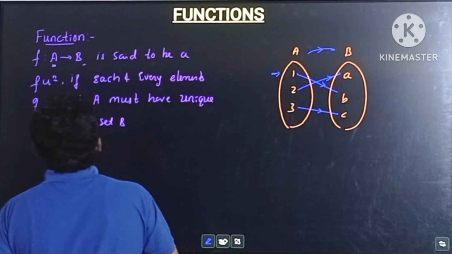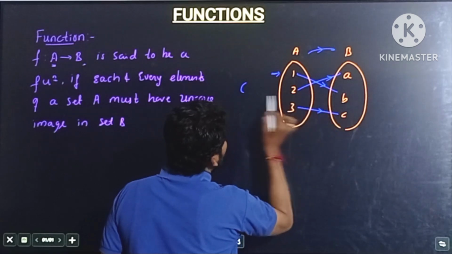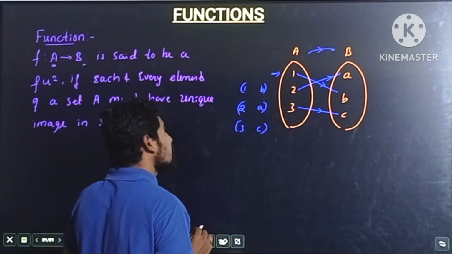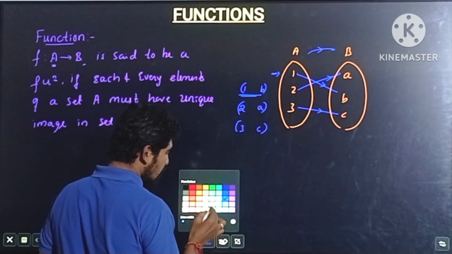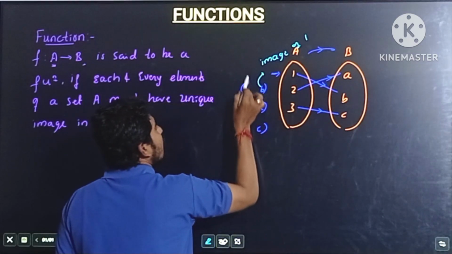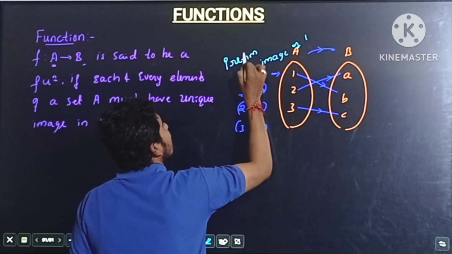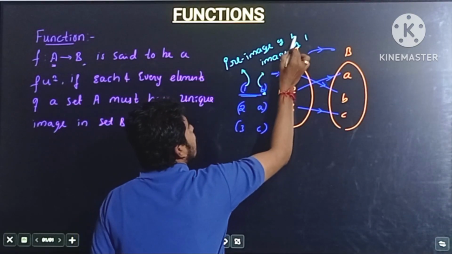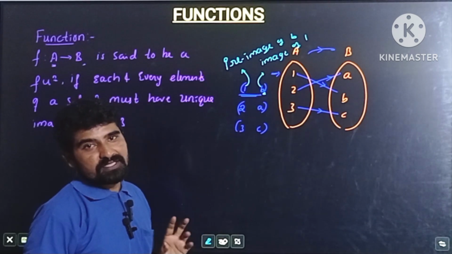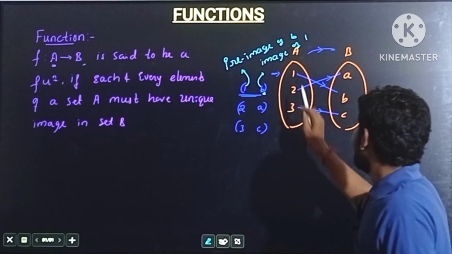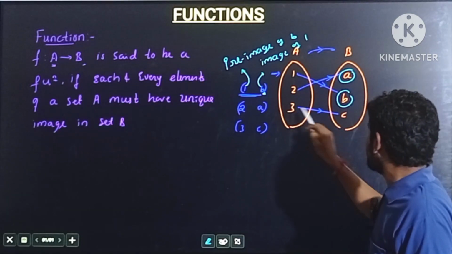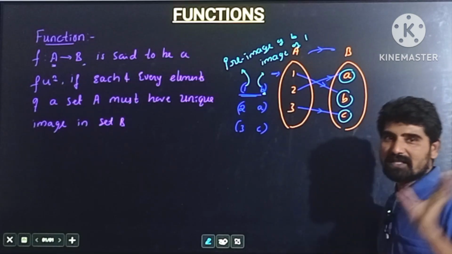Here one more thing I need to say. 1 is related to B, 2 is related to A and 3 is related to C. So in the first pair, B is called the image of 1, and 1 is called the pre-image of B. Same thing, A is the image of 2, 2 is the pre-image of A, C is the image of 3, 3 is the pre-image of C. See here, 1 has a unique image, 1 is related to only one element, 2 is related to only one element, and 3 is related to only one element. That's why this relation is a function.